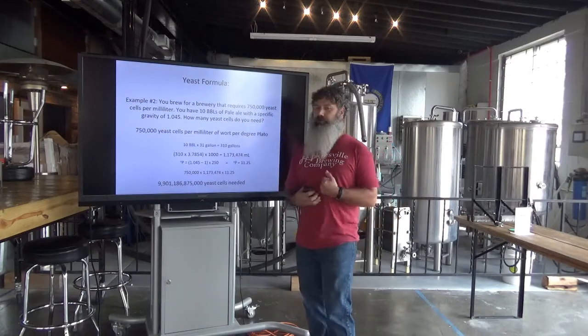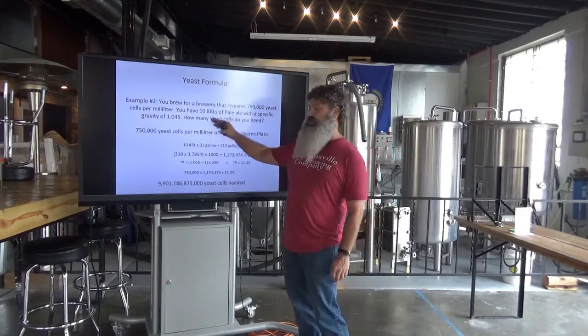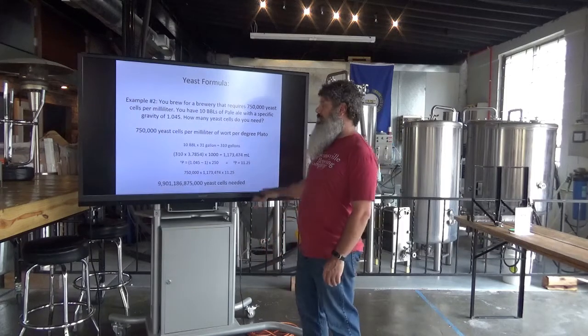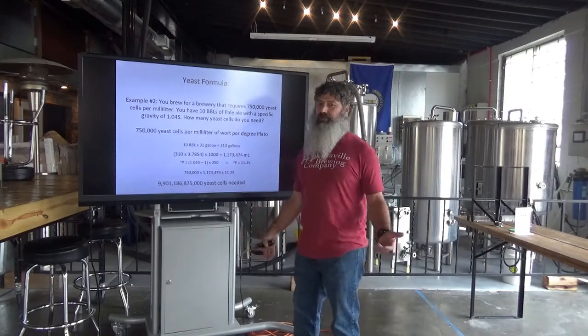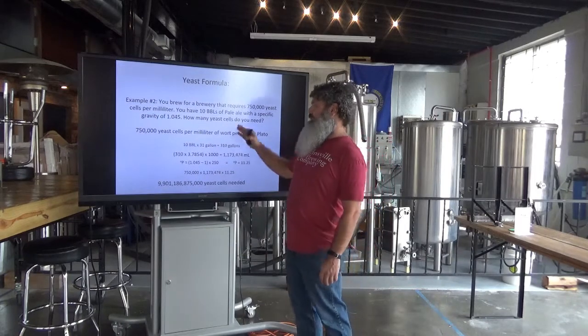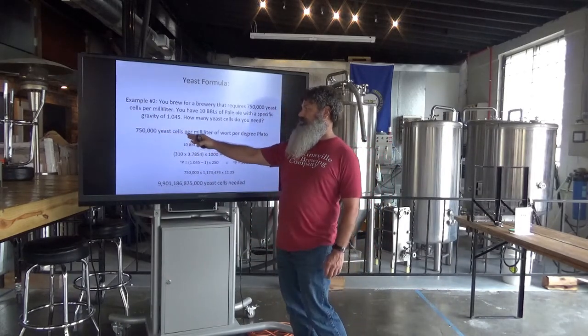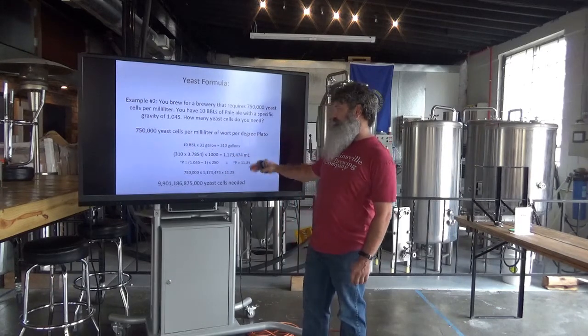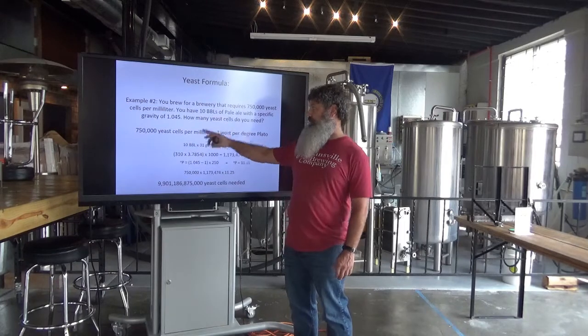This time we're working at a brewery that's really got their yeast cells dialed in. They have a 10-barrel batch of pale ale, and they have a specific gravity of 1045, because not every beer is 1040. They're not easy numbers. So how many yeast cells do we need? So we take 750,000 yeast cells per milliliter per degree of Plato. Let's break that down. We have a 10-barrel batch.